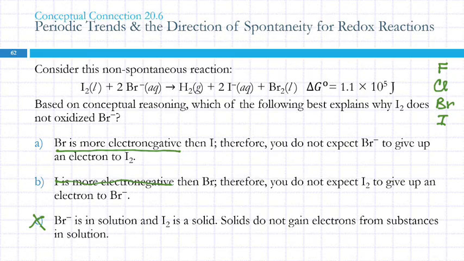So here we've got Br minus. In order for it to become Br2, it has to give electrons to the iodine. Br likes being Br minus, right? And it's already negative. It's going to be harder to get electrons away. It's going to be hard to take an electron away. So the answer is A. Any questions?